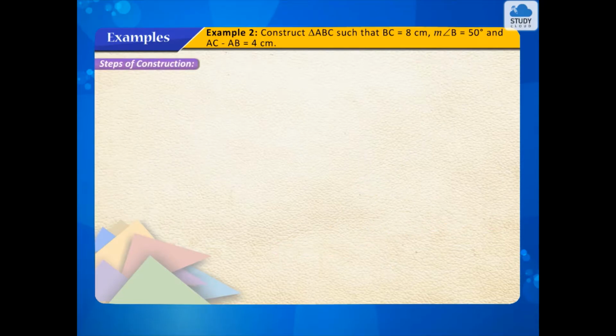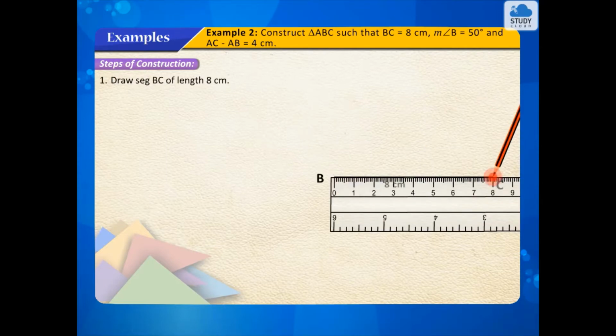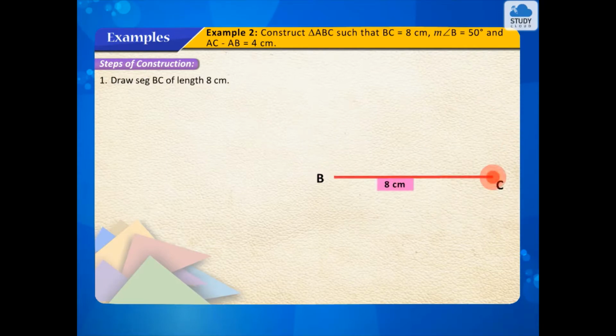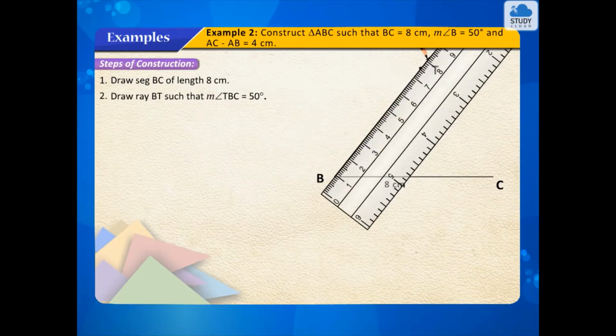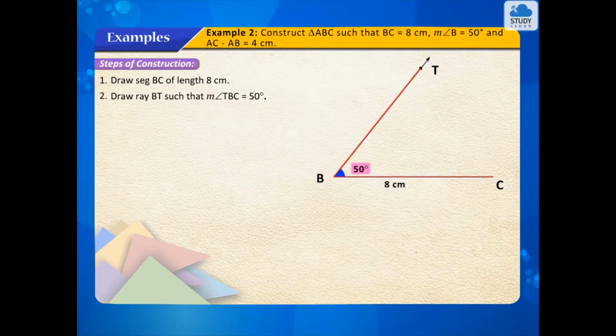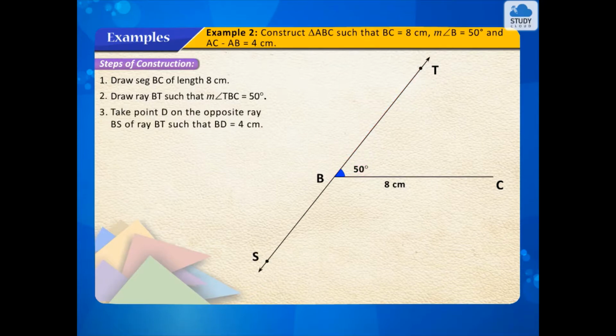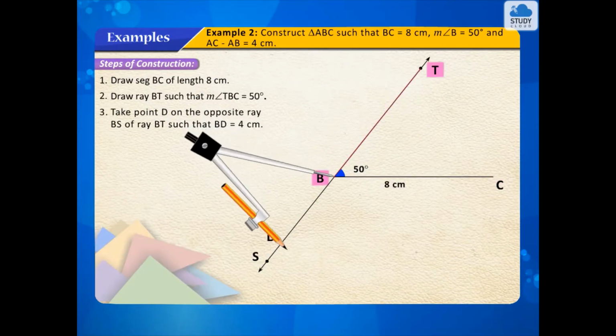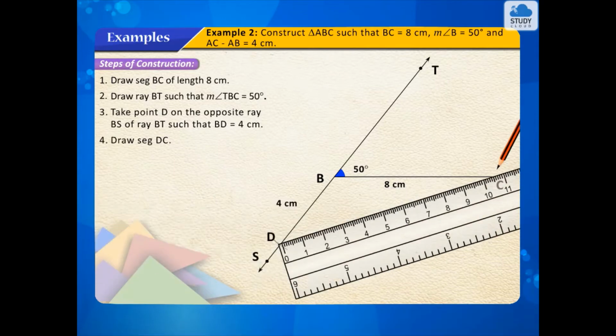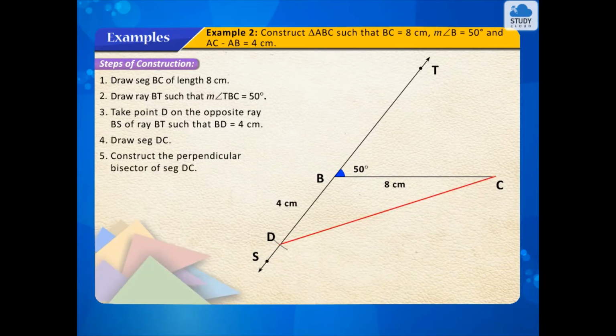Steps of construction. 1. Draw segment BC of length 8 cm. 2. Draw ray BT such that measure of angle TBC is equal to 50 degrees. 3. Take point D on the opposite ray of ray BT such that segment BD is equal to 4 cm. 4. Draw segment DC. 5. Construct the perpendicular bisector of segment DC.